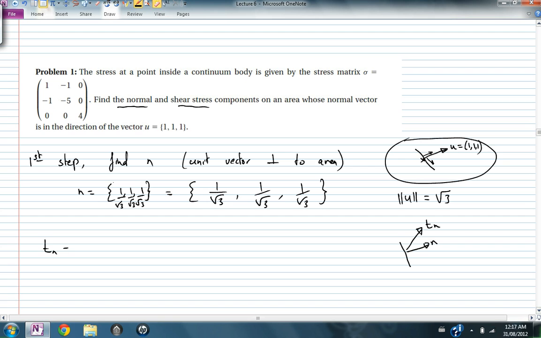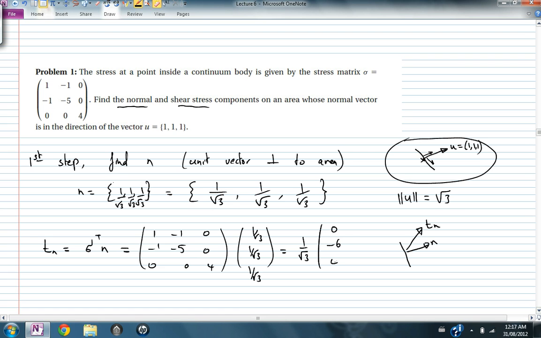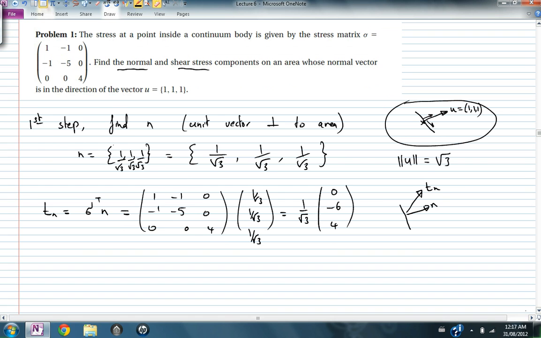Tn is equal to sigma transpose n. Sigma is equal to sigma transpose. This is 1, negative 1, negative 1, negative 5, 0, 0, 4, 0, 0, multiplied by n, which is 1 over square root of 3, 1 over square root of 3, 1 over square root of 3. This will give me 1 over square root of 3, multiplied by 0, negative 6, and 4. So this is the force per unit area vector.